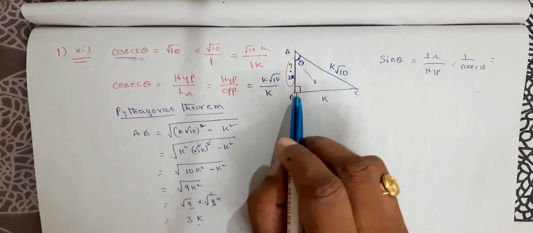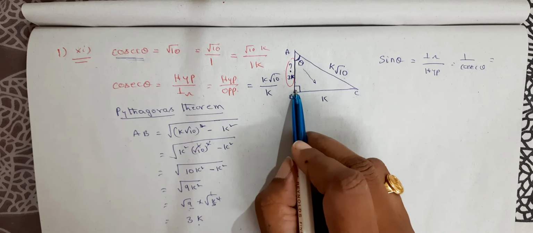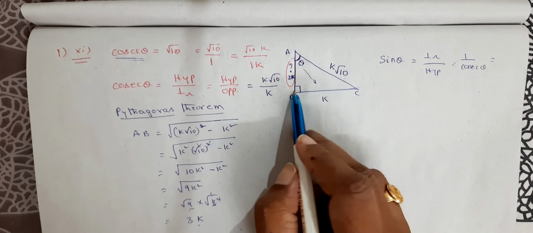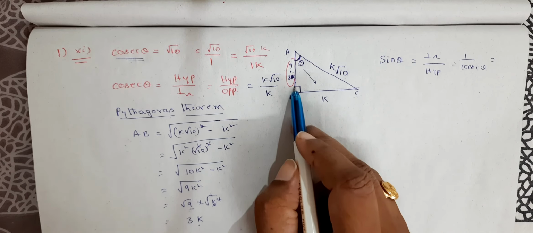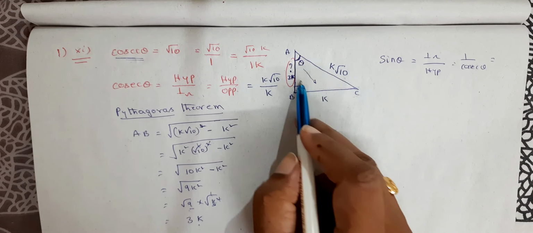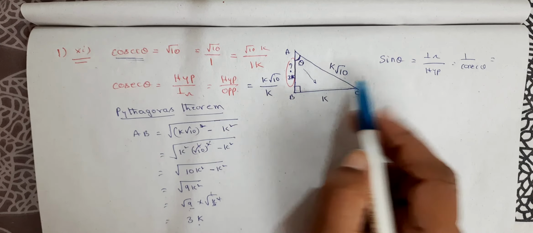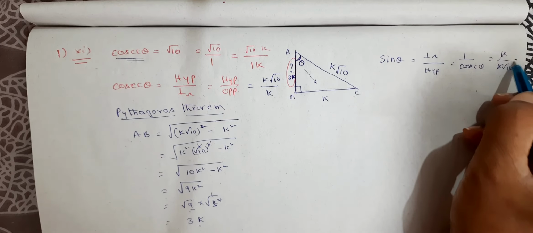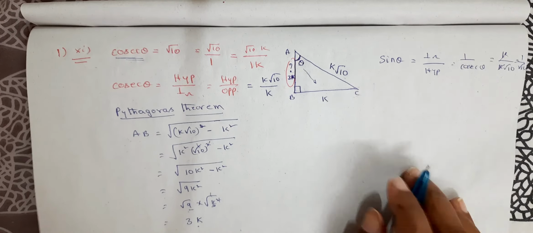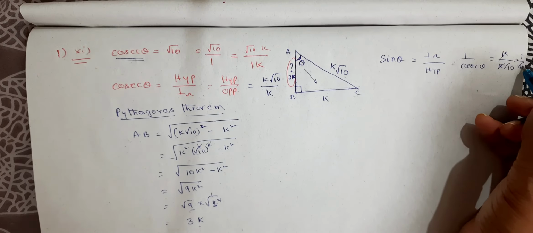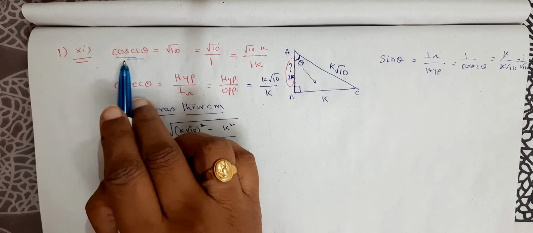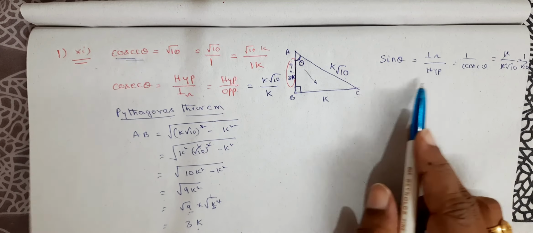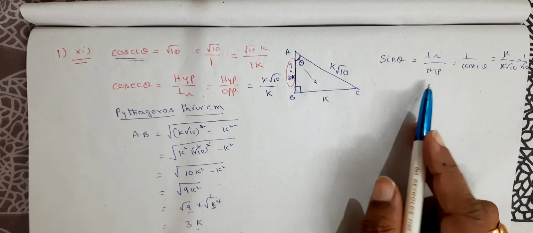Now, perpendicular by hypotenuse. This is the perpendicular, that is the opposite side, where this is the base. The side which makes 90 degrees with the base is called the perpendicular. This is k, so k by k root 10. K will get cancelled, so you got 1 by root 10. Here root 10 is cosecant, so the reciprocal of cosecant is 1 by root 10 in both ways. I am explaining both ways, and in whichever manner you want, you can do it.